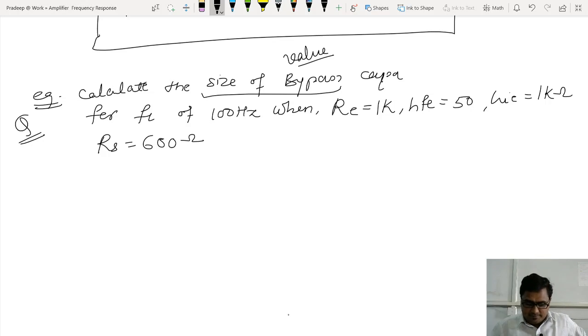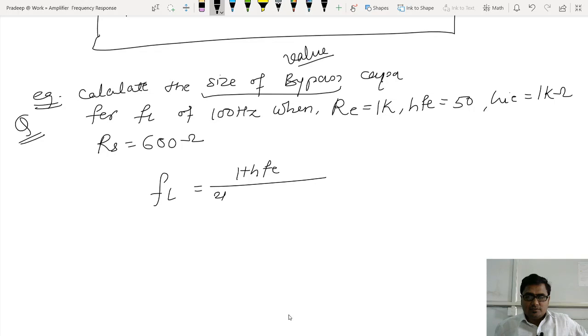Now see, everything is given, and I know the formula of lower cutoff frequency. It comes under the title we have written, effect of bypass capacitor on frequency response. Then what's the equation we have derived? It is 1 plus hFE.